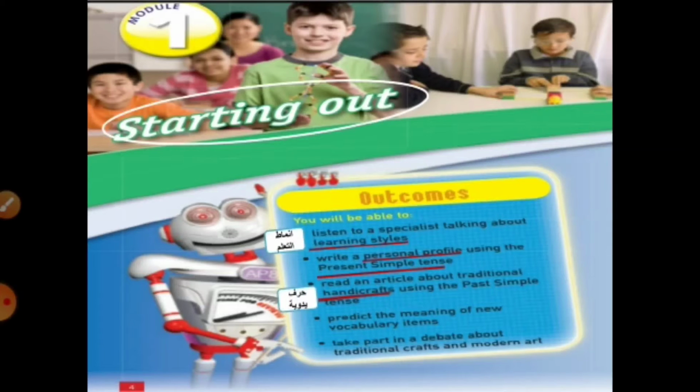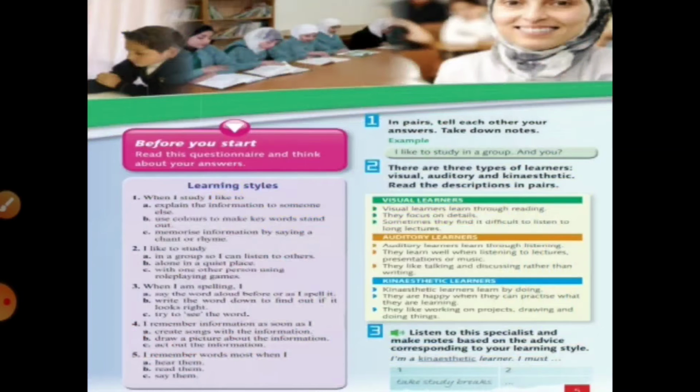إذن لهلا we are going to talk about two topics: traditional handicrafts and learning styles. Also, you are going to use present simple and past simple. Okay. Number 4 predict the meaning of new vocabulary items. The last one, take part in a debate about traditional crafts and modern art. So let's start.